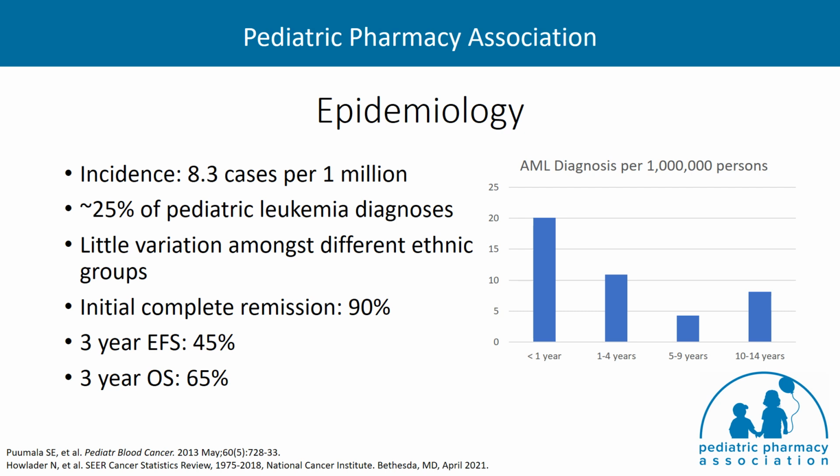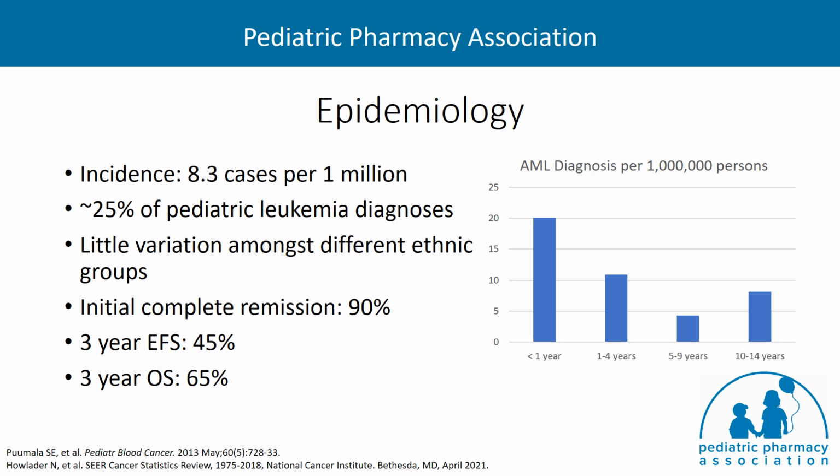For the epidemiology of pediatric AML, the incidence reported is about 8 cases per 1 million children, with those cases representing approximately 25% of all pediatric leukemia diagnoses. The bar chart on the right-hand side of this slide provides a visual representation of the age of patients at diagnosis compared to the rate of incidence.